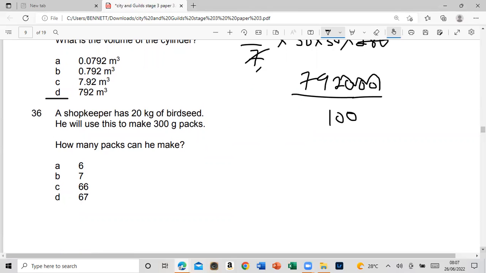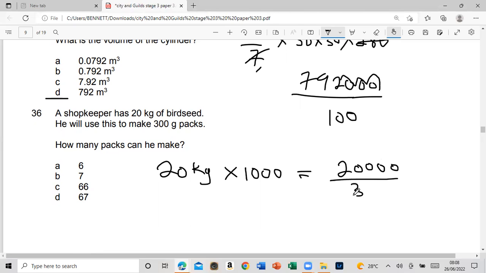36. A shopkeeper has 20 kilograms of bread seed. He will use this to make 300 gram packs. How many packs can he make? All right, so we have 20 kilograms. We need grams, 20,000. So 1, 2, 3, 4 zeros. And then we divide by 300. So divide by 10, so 2,000 now divided by 3. And that will give us our answer.